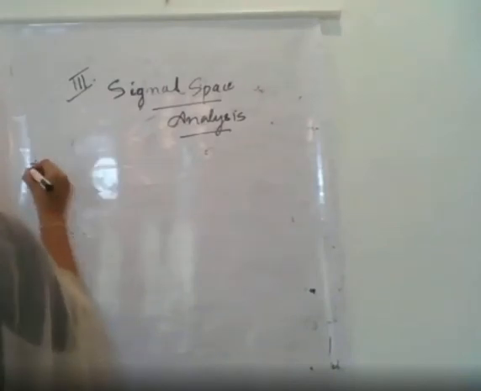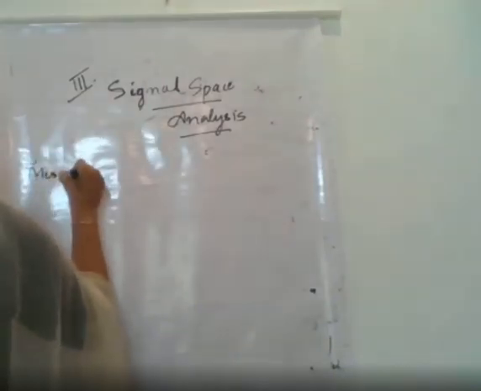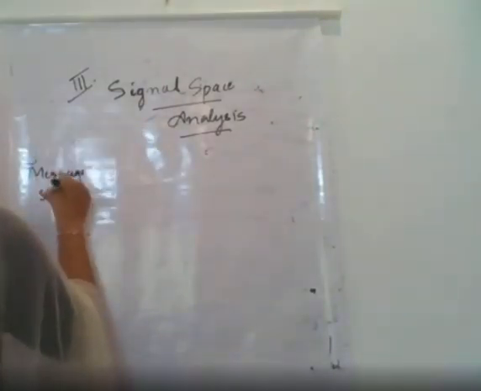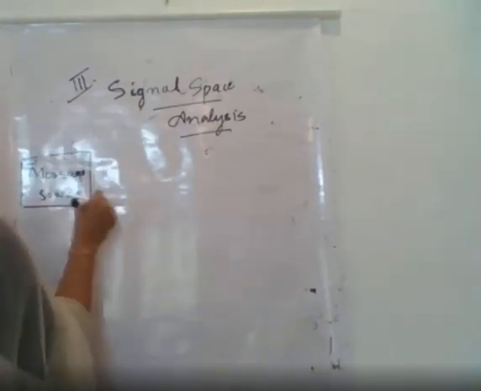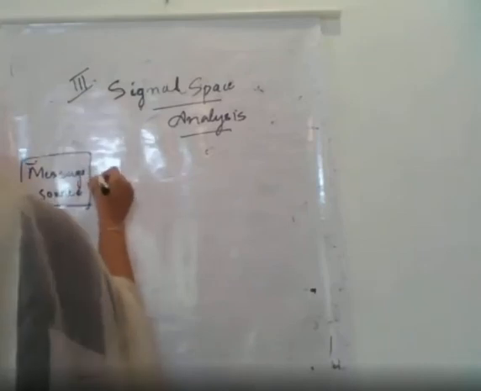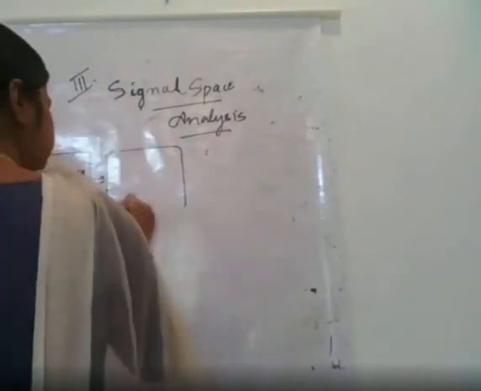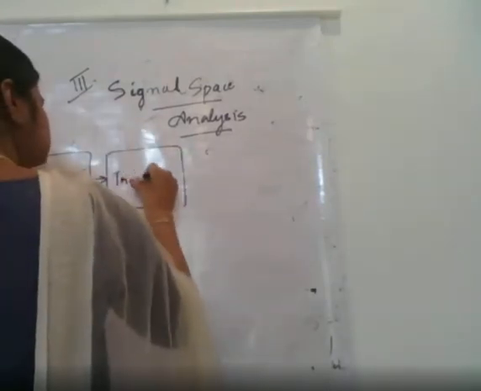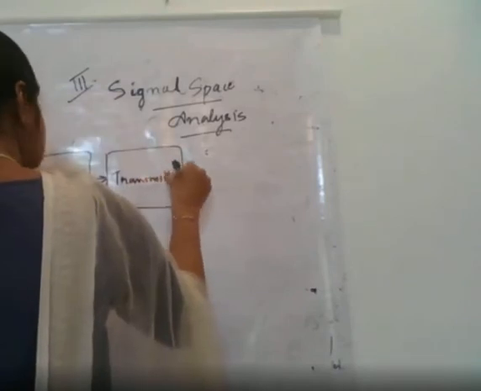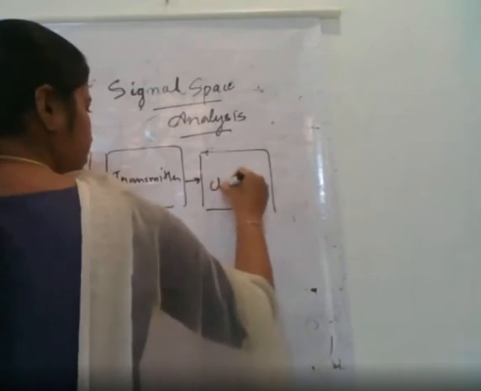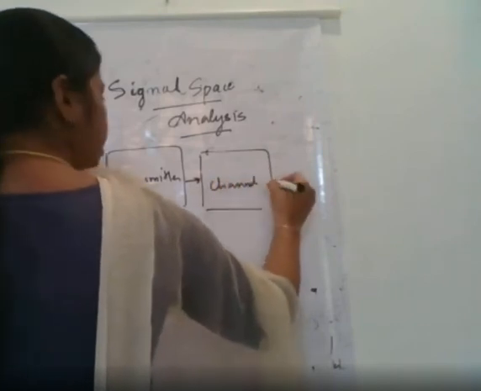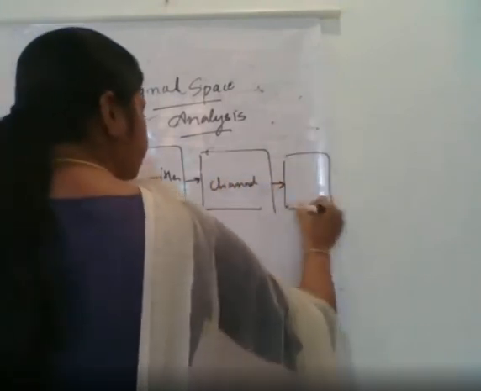In the block diagram, we can see the first block is the message source. Here we have a transmitter. The message source is followed by a transmitter, and we have a channel, and we have a receiver.